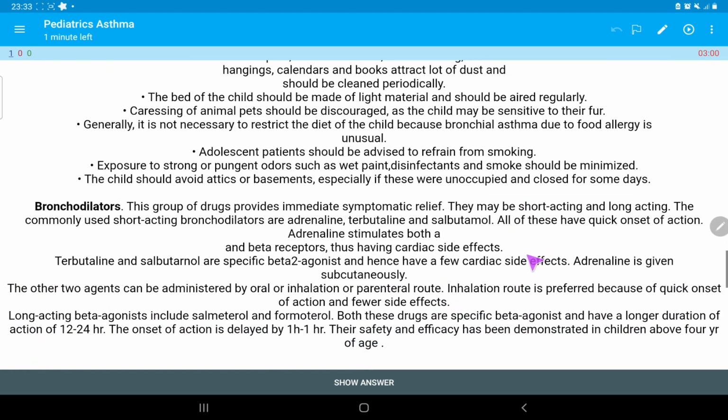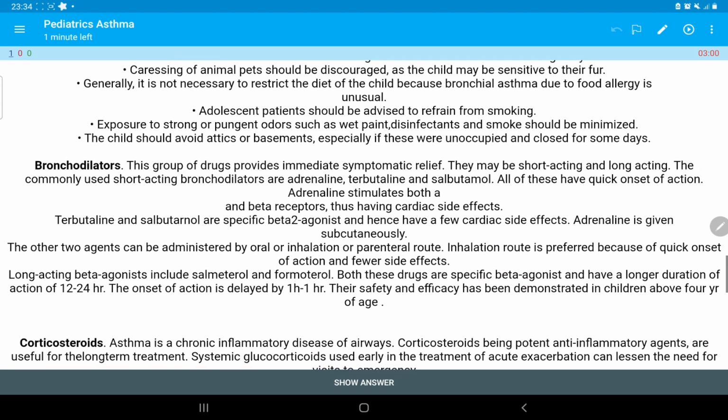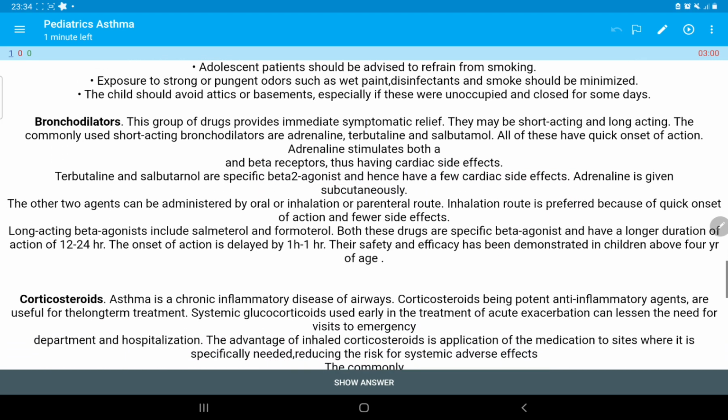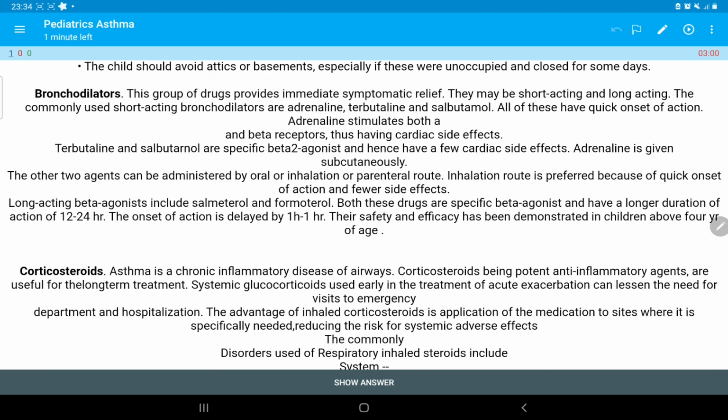Bronchodilators. This group provides immediate symptomatic relief. They may be short-acting and long-acting. Commonly used short-acting bronchodilators are adrenaline, terbutaline and salbutamol. All of these have a quick onset of action. Adrenaline stimulates both alpha and beta receptors, thus having cardiac side effects, so we normally do not use adrenaline. Terbutaline and salbutamol are specific beta 2 agonists and have few cardiac side effects. Adrenaline is given subcutaneously. The other two agents can be administered by oral, inhalation or parenteral routes. The inhalation route is preferred because of quick onset of action and fewer side effects.